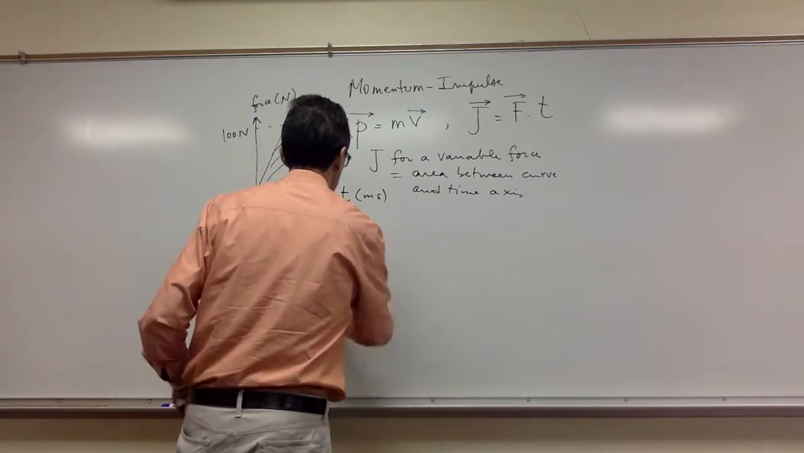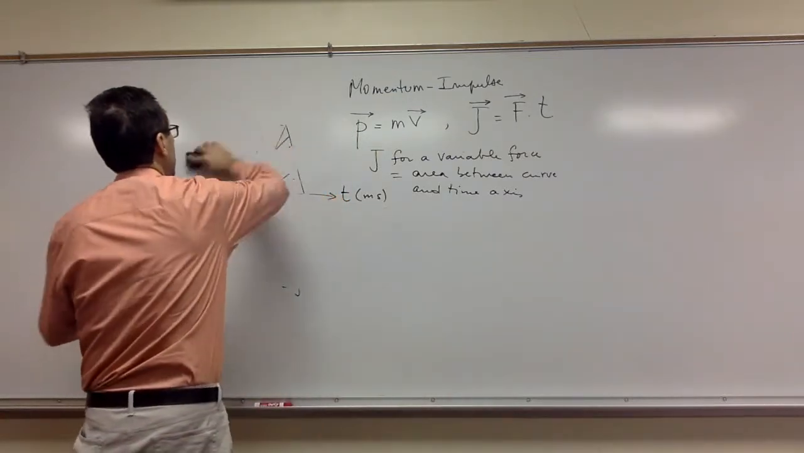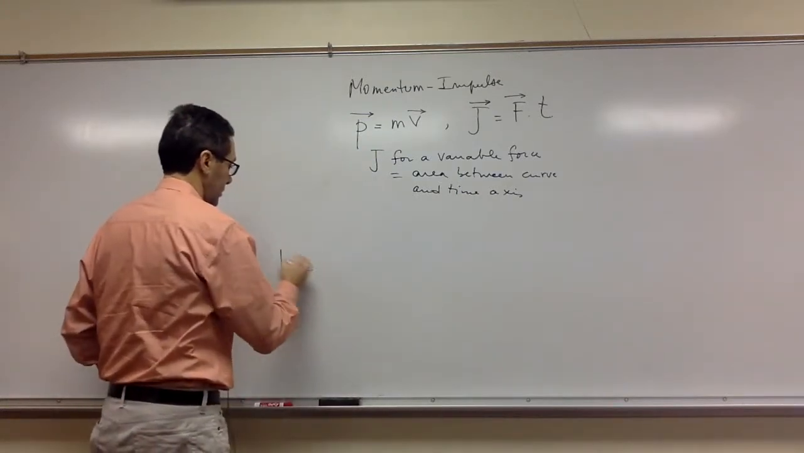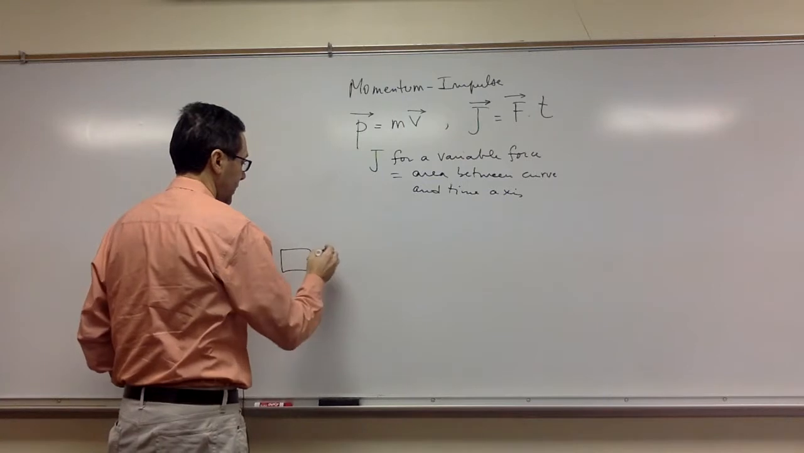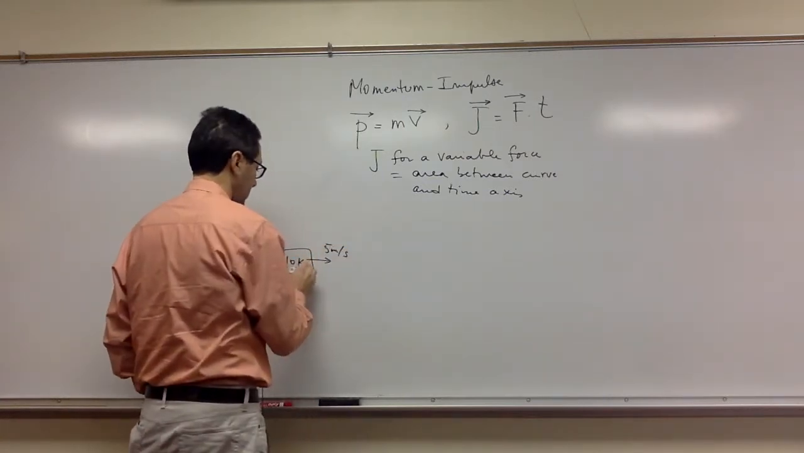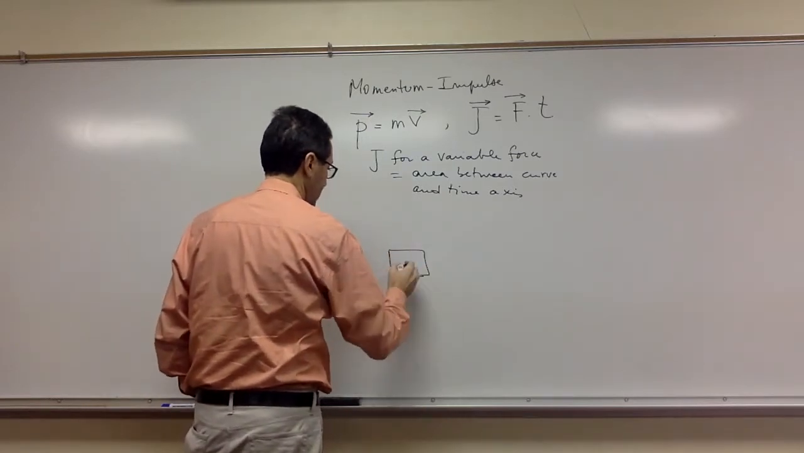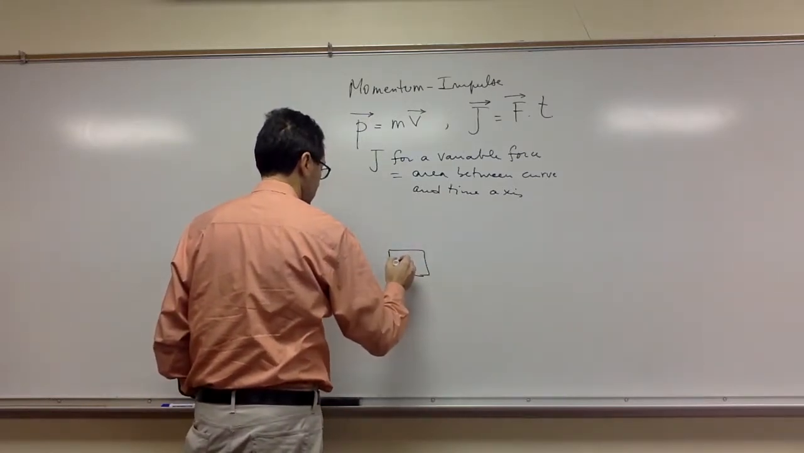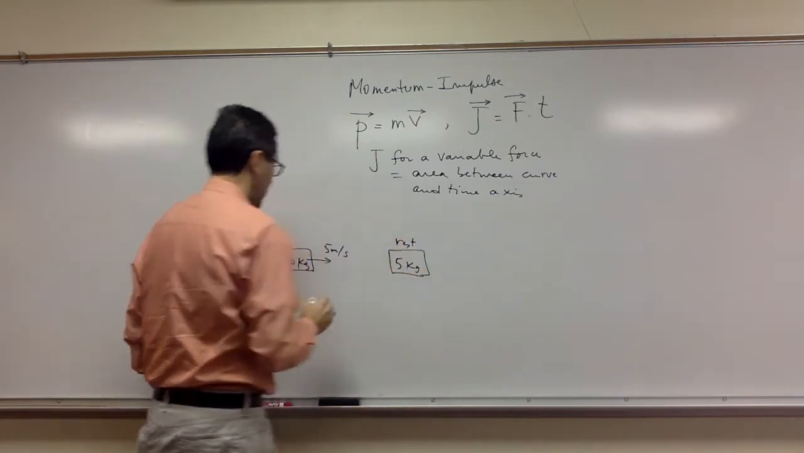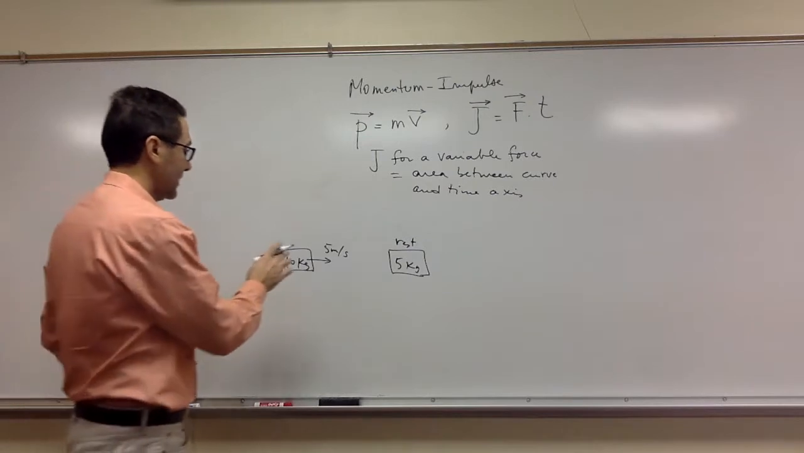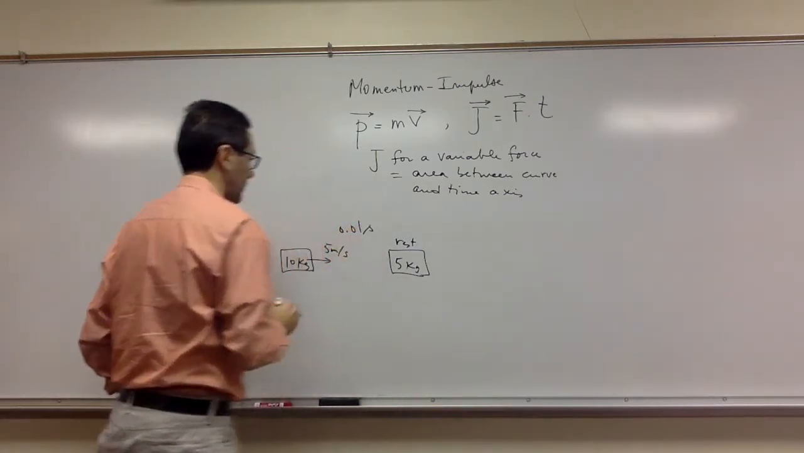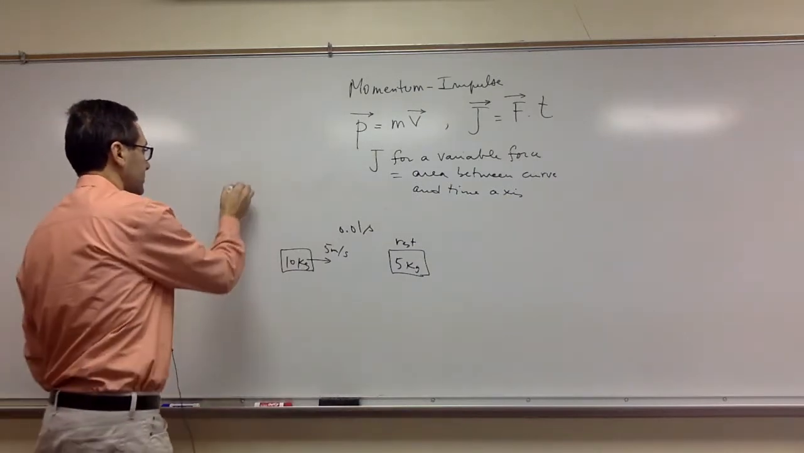Okay. All right. So let's see what we can do here. I'm going to try an example. This one is going at 5 meters per second. It has a mass of 10 kilograms. This one has a 5 kilogram mass, and it's at rest. The collision lasts 0.01 seconds. So I'm going to do the impulse.